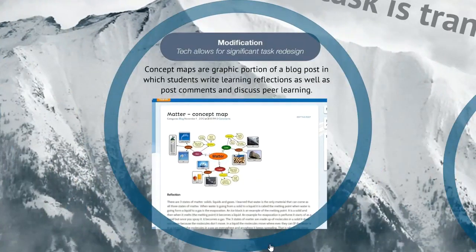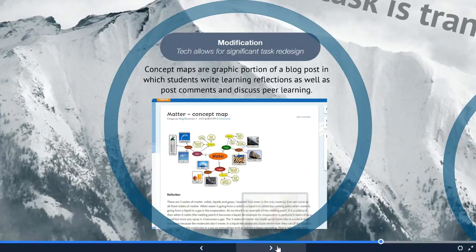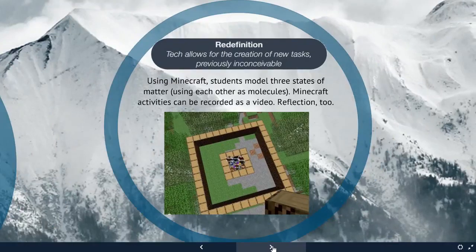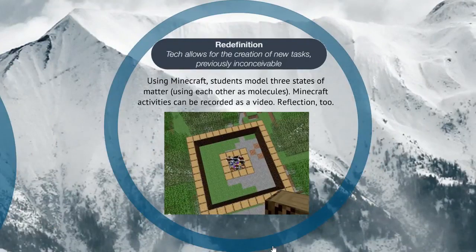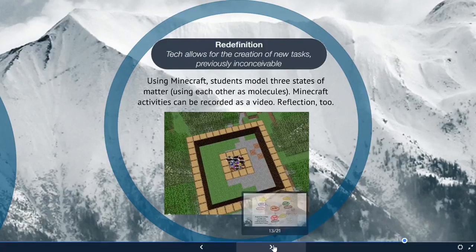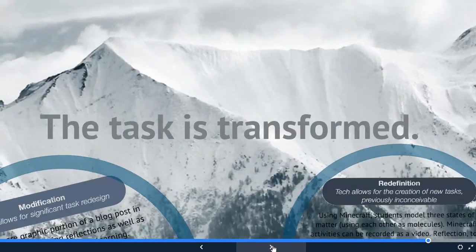The third step would be modification, where the students may be able to post the graphic portion of it and then do some reflections, and then some peers make some comments. And the last level maybe is redefinition. Students may use Minecraft and video record their adventures in Minecraft as they demonstrate the 3 states of matter as they go throughout Minecraft. This also allows them to video record the reflection also. And therefore the task is transformed.